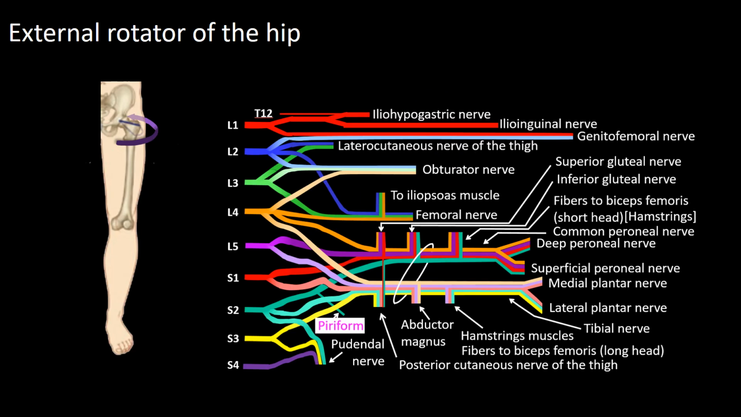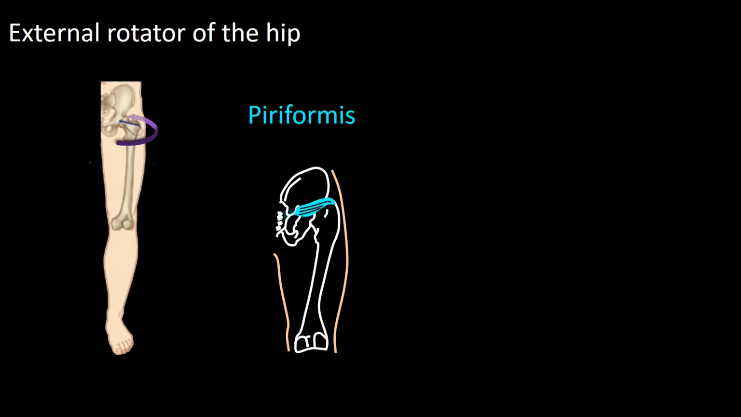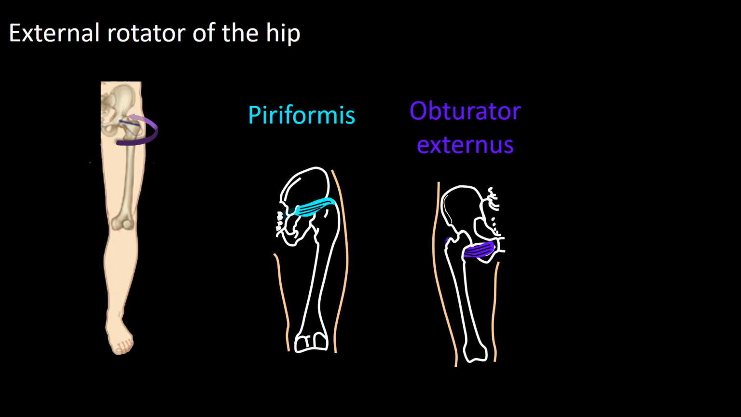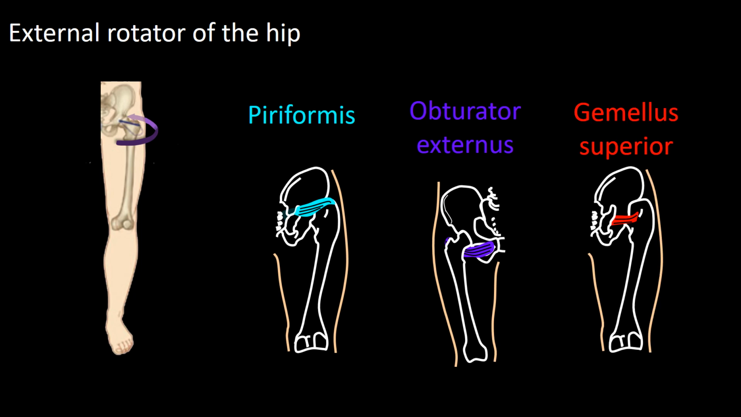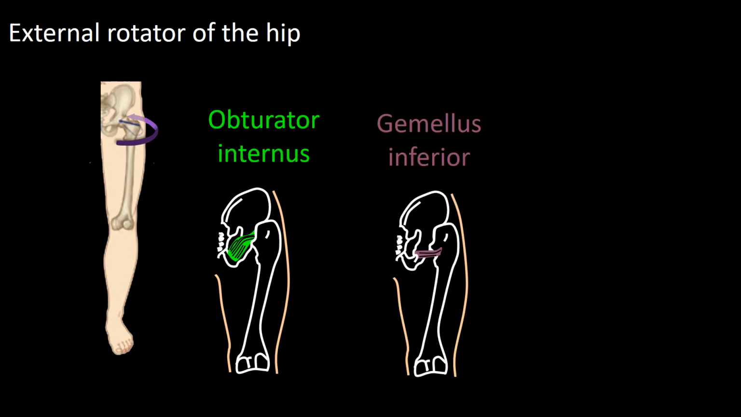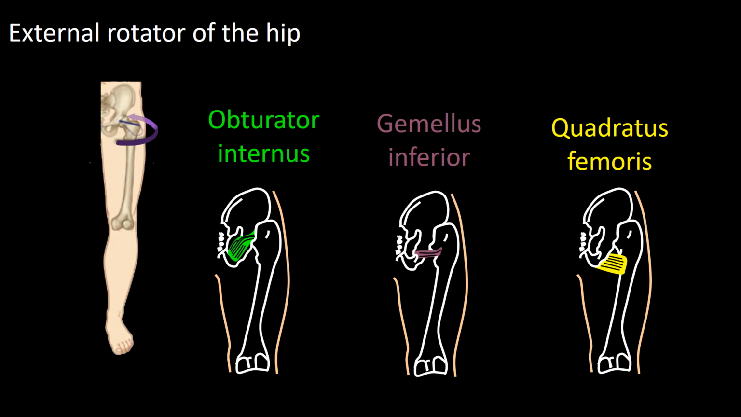Lateral or external rotation of the hip is carried out primarily by 6 muscles. One of them, whose branch I drew when we were building the diagram of the lumbosacral plexus, is the piriformis muscle that you can see represented here. The other external rotator of the hip we have already mentioned is the obturator externus, innervated by the obturator nerve. The other 4 hip external rotators are the gemellus superior, the obturator internus, the gemellus inferior, and the quadratus femoris.